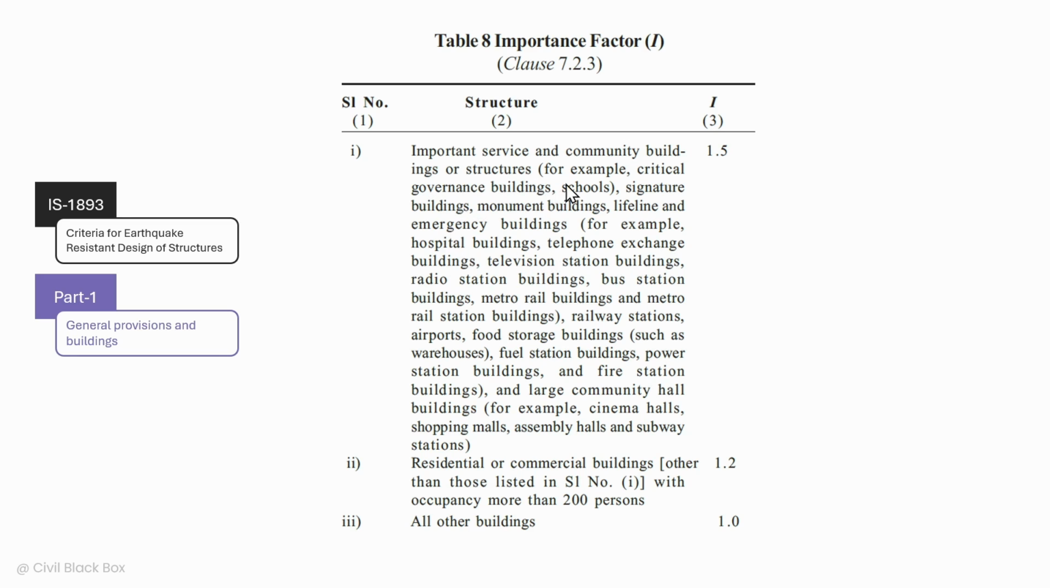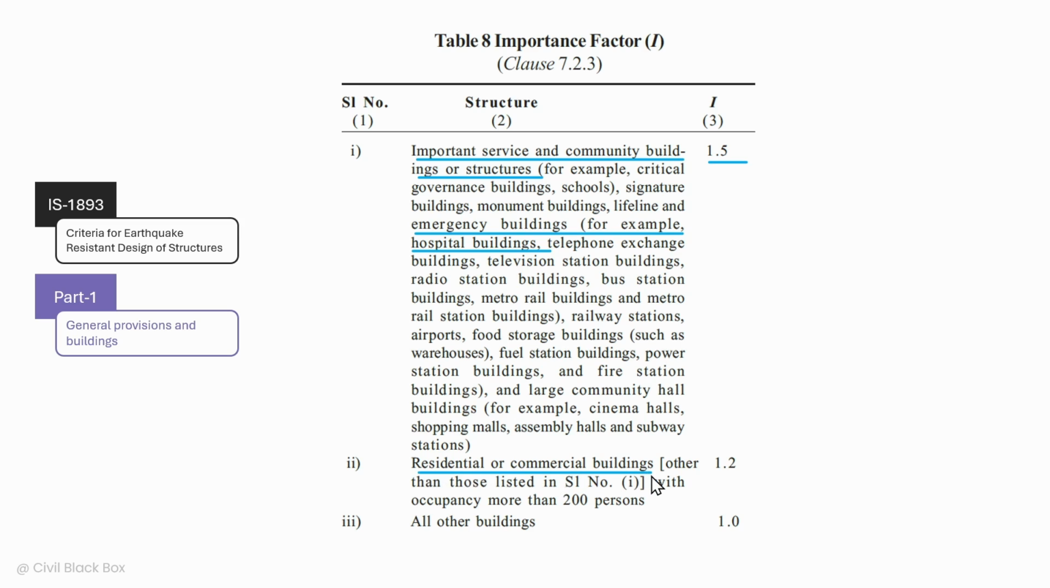These important structures include critical governance buildings, schools, signature buildings, monument buildings, lifeline and emergency buildings, for example, hospital buildings. So a hospital building is one of the very important structures. We have the telephone exchanges, television station buildings, radio station buildings, and you get the gist of it. Any important service or community building or structure falls under this criteria, which has an importance factor of 1.5.